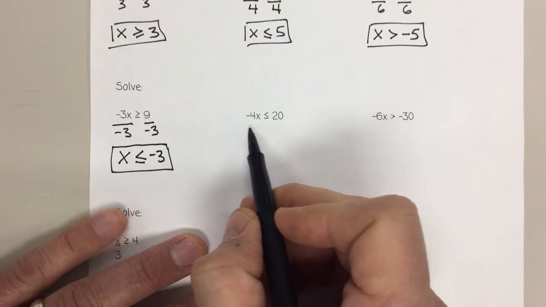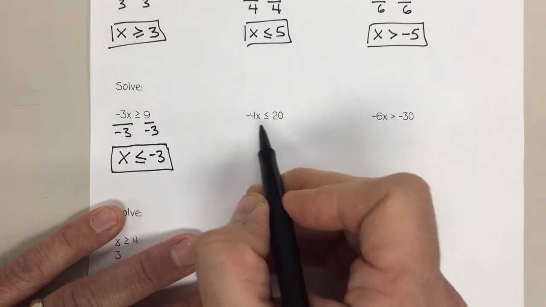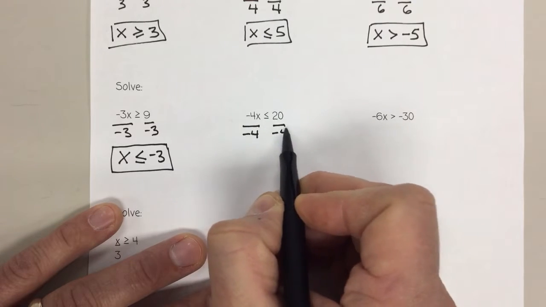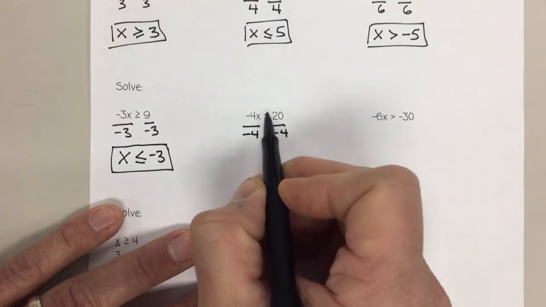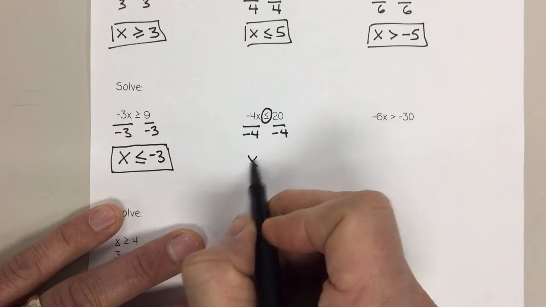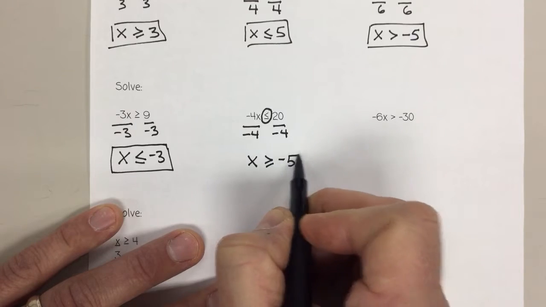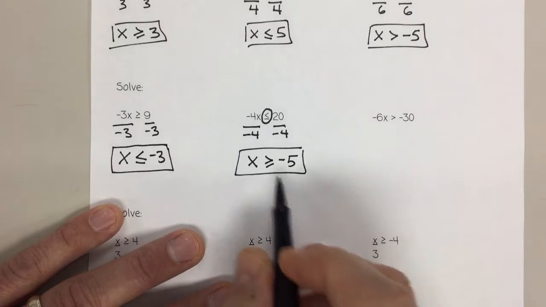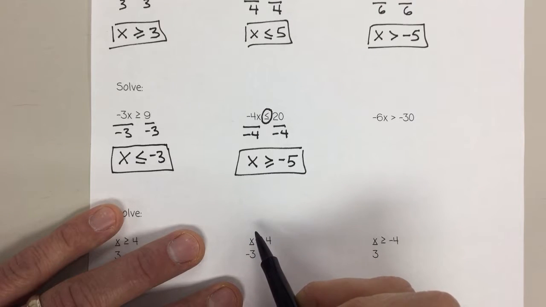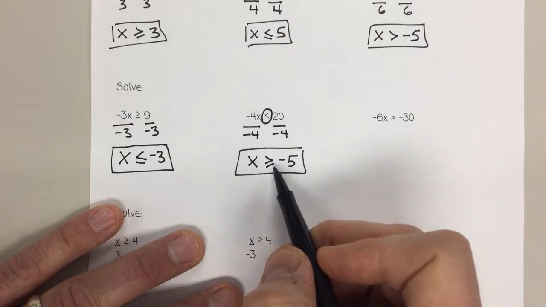My second example, negative 4x is less than or equal to 20. In order to solve this, I would divide both sides by negative 4. When you divide both sides by a negative number, the symbol must change directions. So my answer would be x is greater than or equal to negative 5. The sign has changed directions.